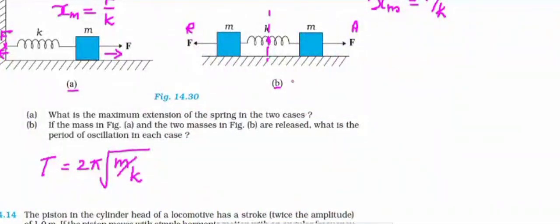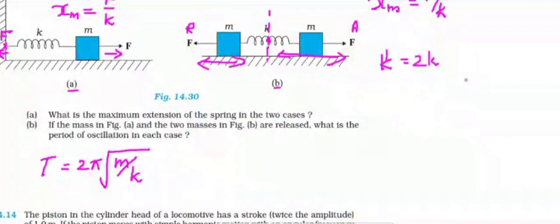Now in the second case, you can consider it like this: both the masses are oscillating, so you have to imagine the center as the fixed point and two springs in oscillation. So it is the oscillation of two springs with the center fixed. In such a situation, the spring constant changes: k dash is equal to 2k. How do you get k dash is equal to 2k?